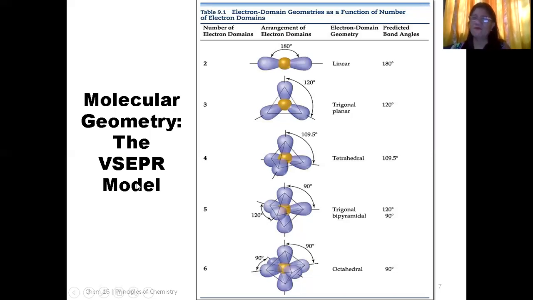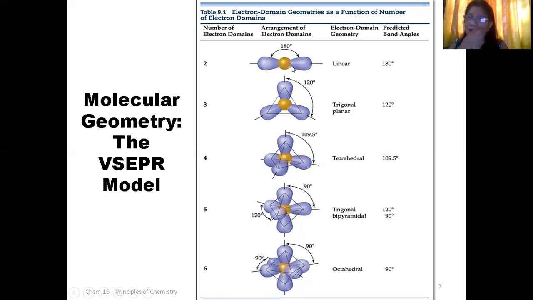VSEPR, the valence shell electron pair repulsion. So here are the six shapes of the atom. That is the geometry. The right term there is no longer shape but the geometry.